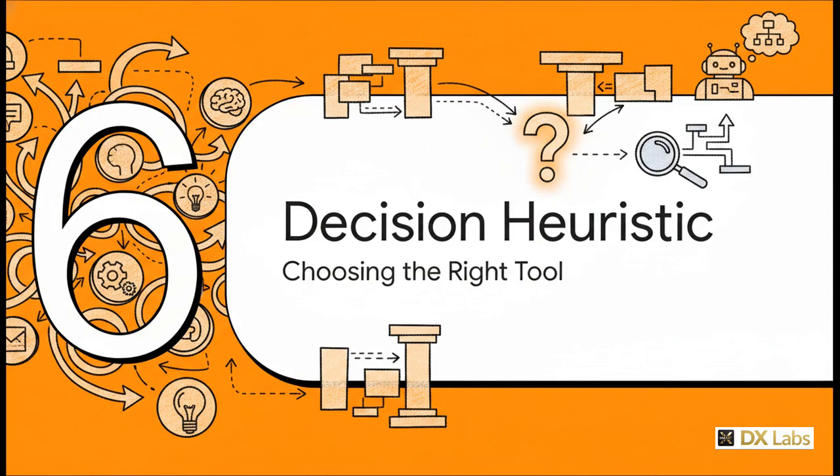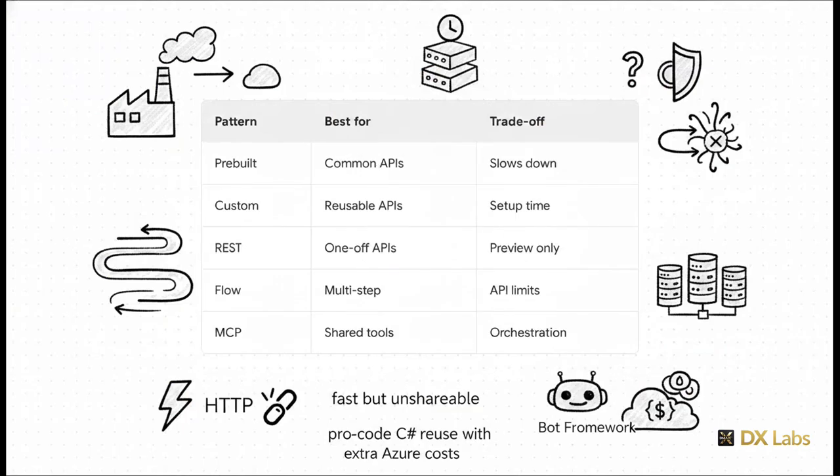Section 6. The decision heuristic. Let's lock in your mental flowchart to guarantee you select the correct architecture pattern every single time. This decision matrix is basically your ultimate exam cheat sheet. It perfectly aligns the core business need with the strict technical trade-offs we've just covered.